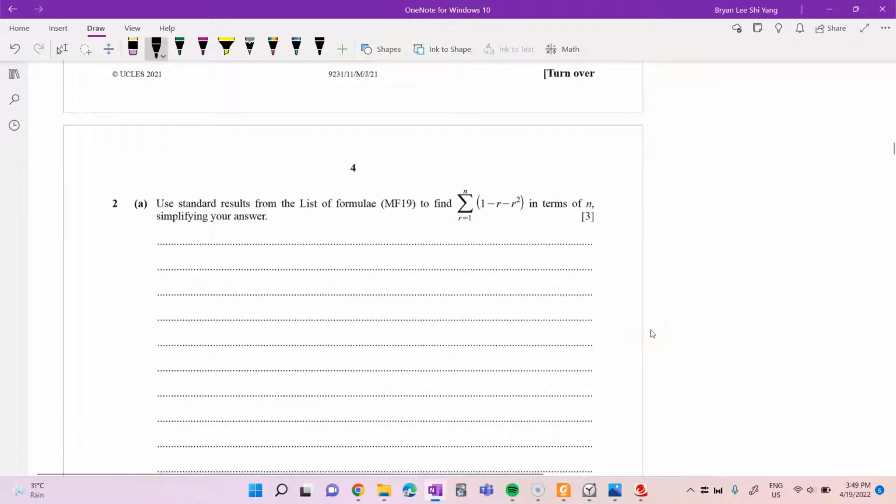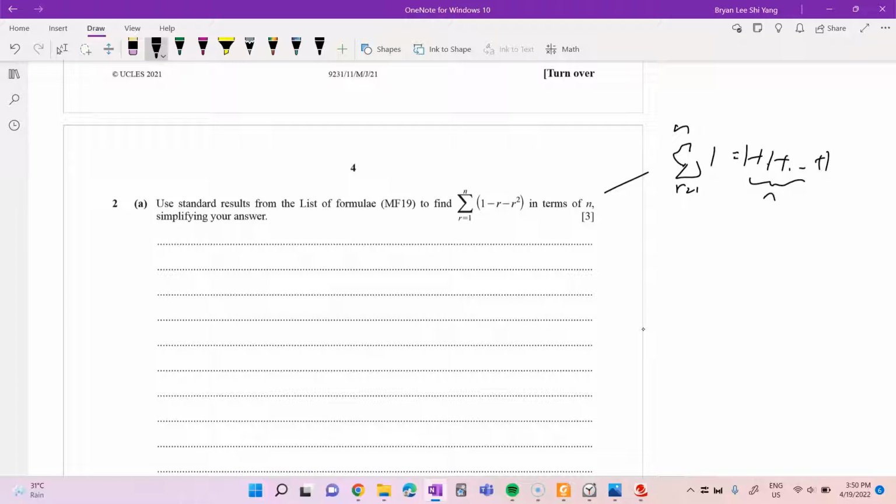And then use standard results from the list of formulae. I don't have that list, but then I can kind of show it. Okay, to find summation from 1 to n, 1 minus r squared in terms of n, simplifying your answer. So basically what they have in that list of formulae is that for this summation, we have r equals to 1 and then n, right? If we have 1, basically what we're doing is just adding ones n times, so from 1 to n, we have n.